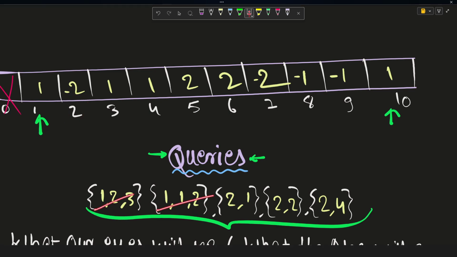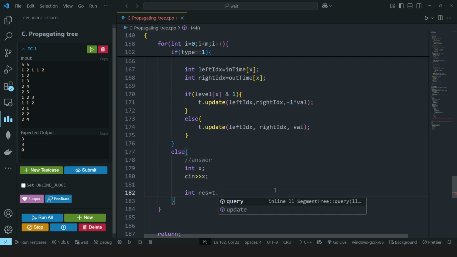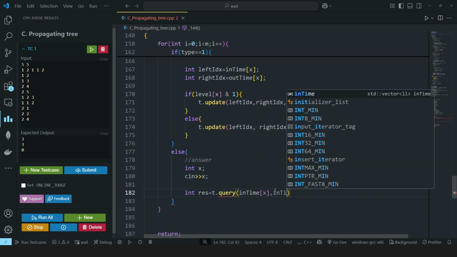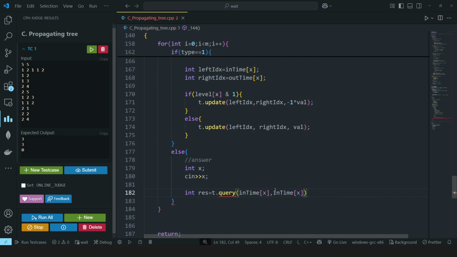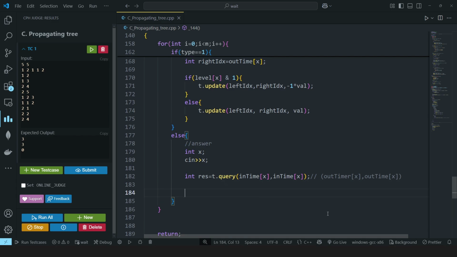So that's why I will say here that the result we should get will be equal to t.query from the in time of x till the in time of x only. And you can also write it from the out time of x till the out time of x, because both are containing the same thing, right? So you can either write this or this, there is no problem. So once I get this, I will get the value as required, right?